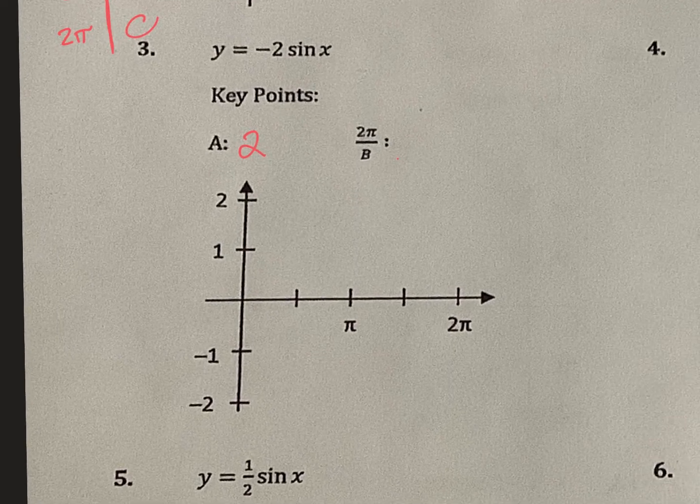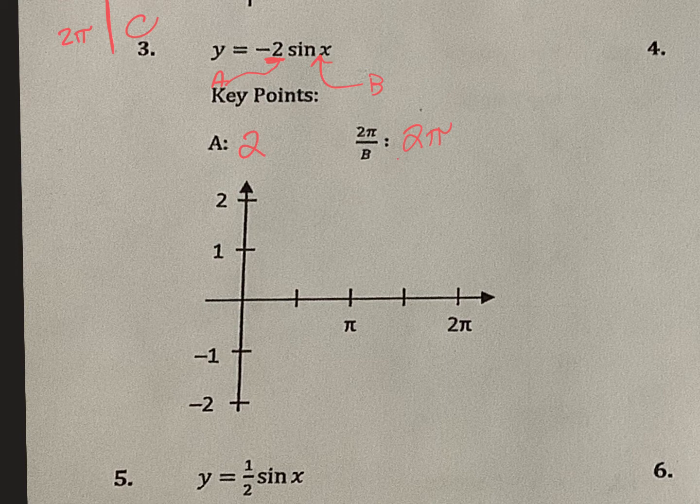Okay, so 2 pi over b this time is still going to be 2 pi because there's nothing in front of x. Right? Because remember, whatever is in front of x is b. Whatever is in front, ignoring the negative sign, is a. Okay, that's your amplitude.